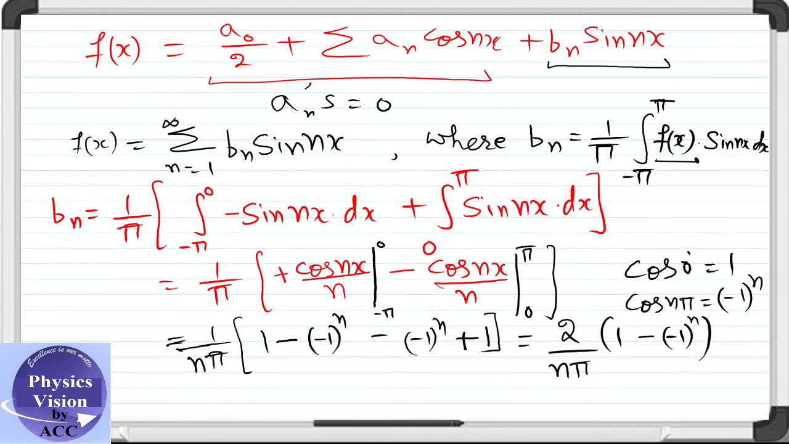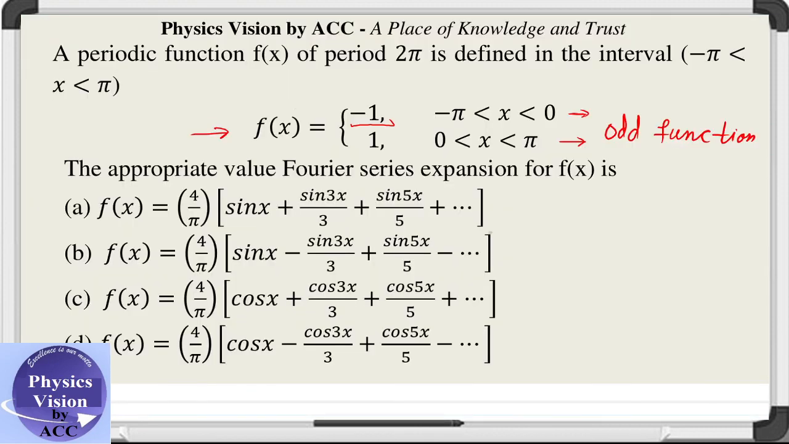So let's see the correct option. This contains a plus minus sign, which is not possible. This contains cos, and this is also in cos. So the only option left is A, which is correct, which we have already derived. It is exactly in this form. So option A is the correct answer to this question.